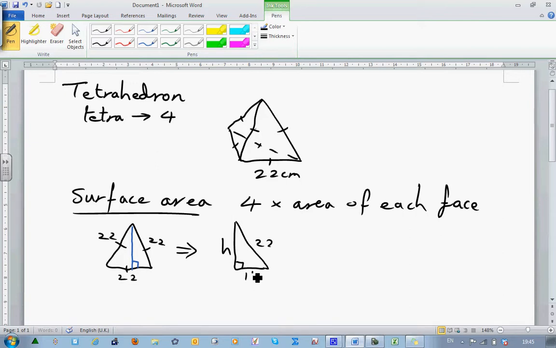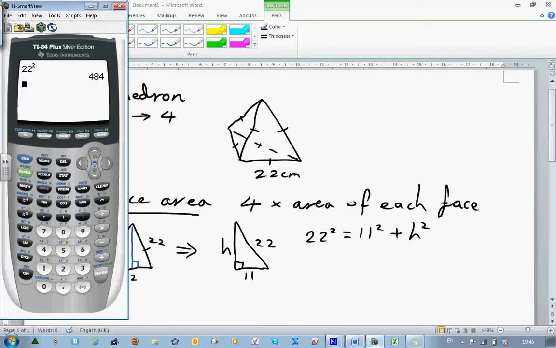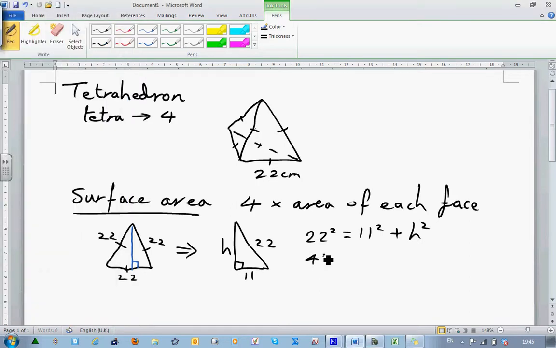Using Pythagoras' theorem, we know that the long side squared is equal to the short side squared plus the other short side squared. And so 22 times 22, as you can see there, is 484. And 11 times 11 is 121. So if we subtract 121 from both sides, that will leave us 363 equals h squared. And then what we need to do is square root both sides.